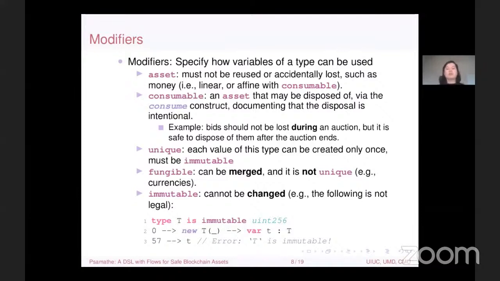And lastly, we have immutable, which are values that cannot be changed. So this following code is not legal. We declare a new type called T, which is essentially just a wrapper around U256 that's now immutable. We create a new value of type T with underlying value 0, stored in a variable called little t. And we try and flow 57 to little t, and this was not okay because the type T is immutable.